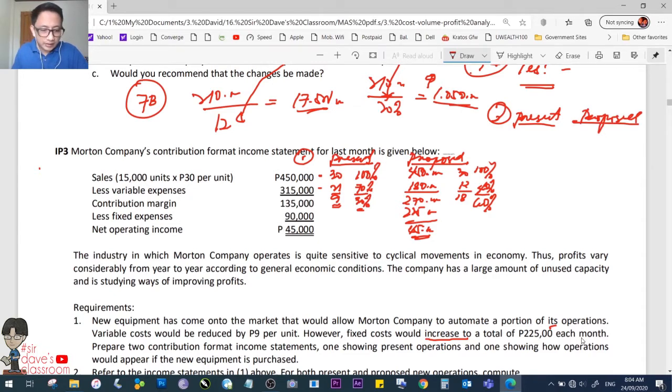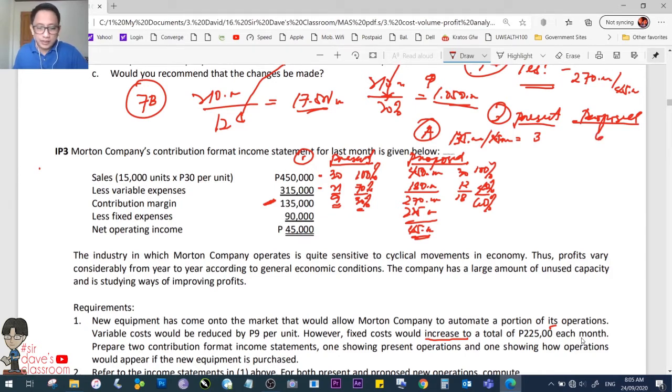We would be computing letter A, that is degree of operating leverage. So, 135,000 under the present, I should say, divided by 45,000 operating profit. Ilan tayo doon? That must be 3. This is your letter A. Under the proposal naman, that would be 270,000 divided by 45,000. Formula for your DOL, degree of operating leverage: contribution margin divided by the operating profit. So this must be 6. We have satisfied number 2A.